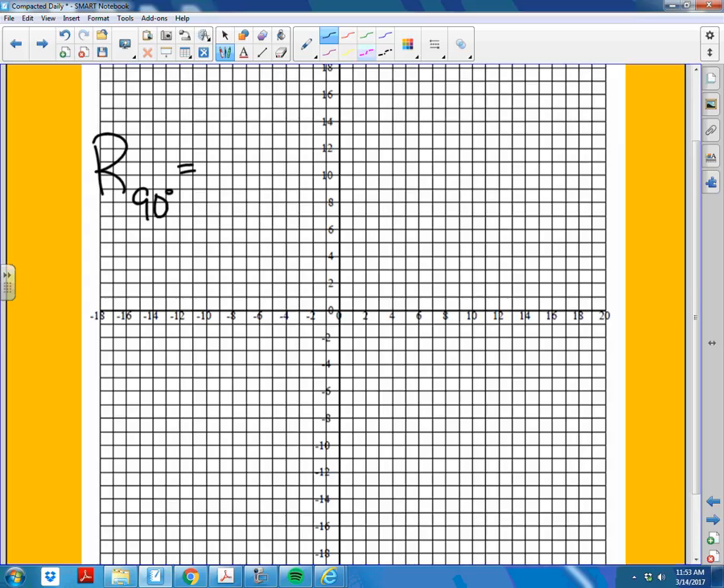Which basically means that an object that is here is going to move here because it moves 90 degrees, or one section, counterclockwise. If I take that same object and rotate it 180 degrees, it moves two sections and lands in the other quadrant.